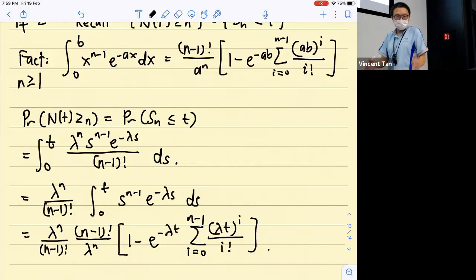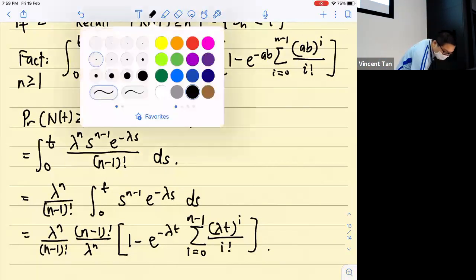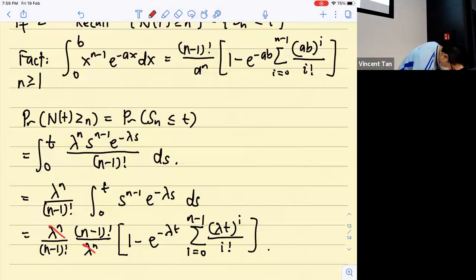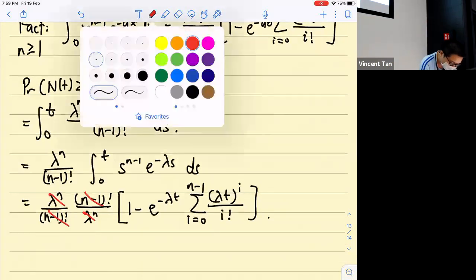Okay, so if you believe the fact here, you believe this, and you will be very, very happy to get rid of all these things. Beautiful. This is my proof. No approximations, okay? So we're not done yet because we want equal to n, right? So we do one more calculation.